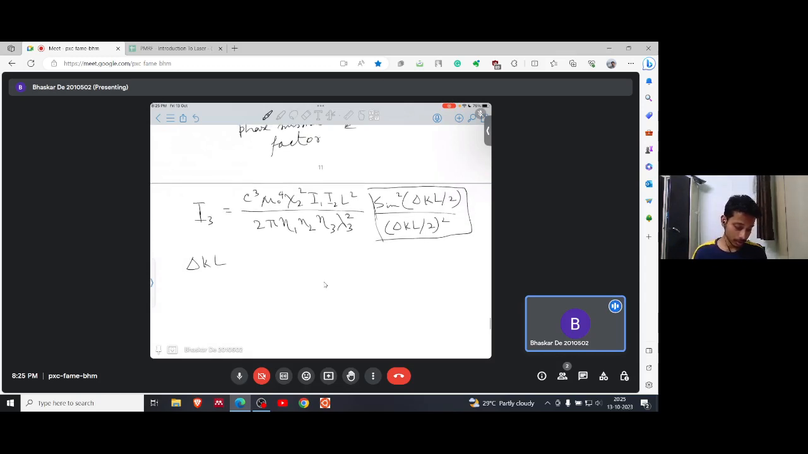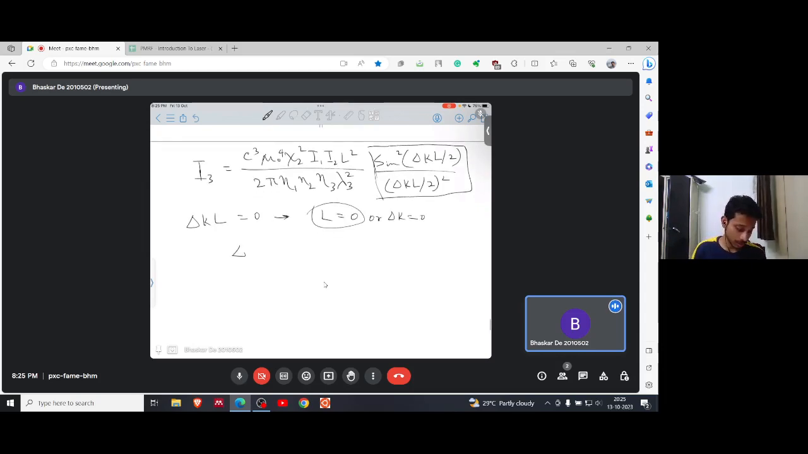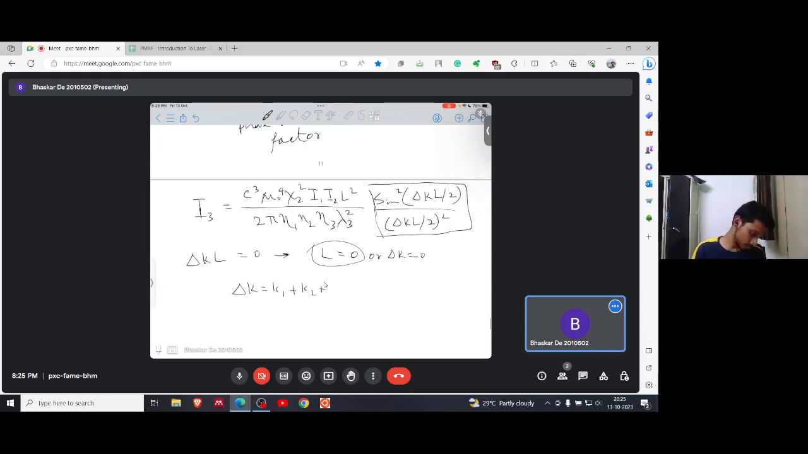Delta K L equal to 0, so for that L equal to 0 or delta K equal to 0. L equal to 0 is not feasible because this means that the beam has not entered the material, and delta K equal to 0 is thus the process of phase matching. So that means that delta K equal to K1 plus K2 plus K3 equal to 0.